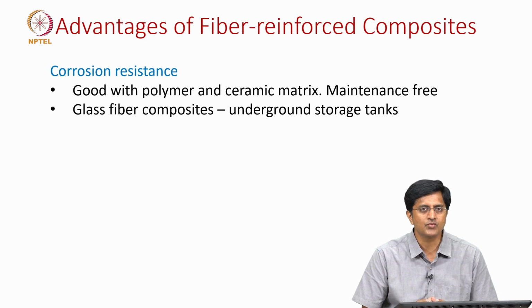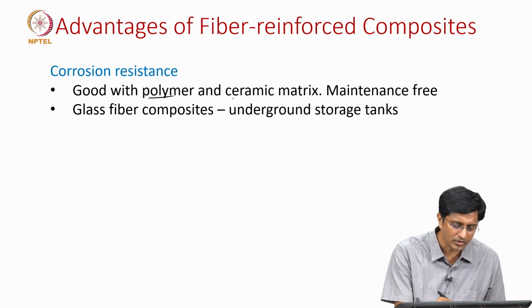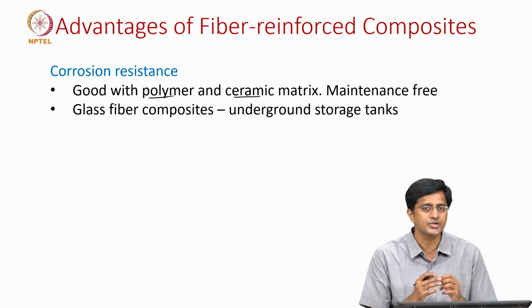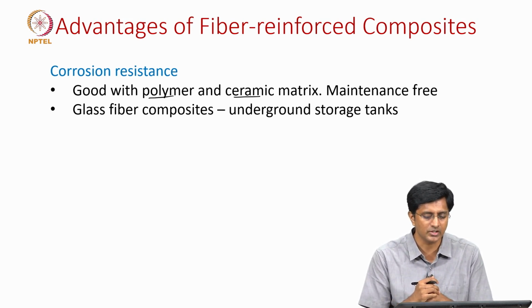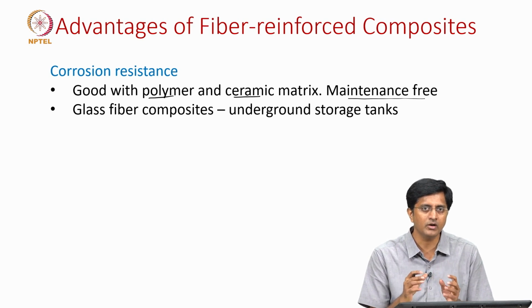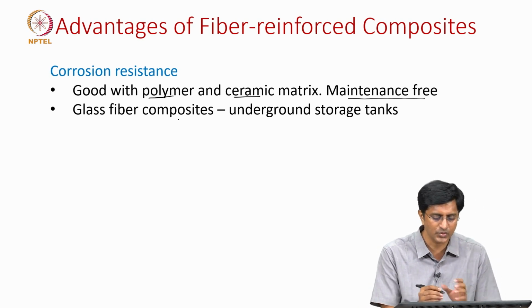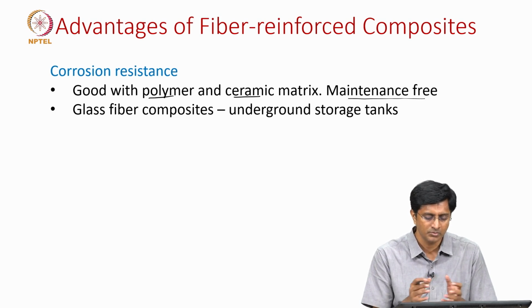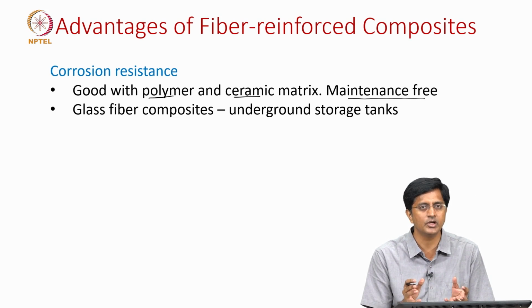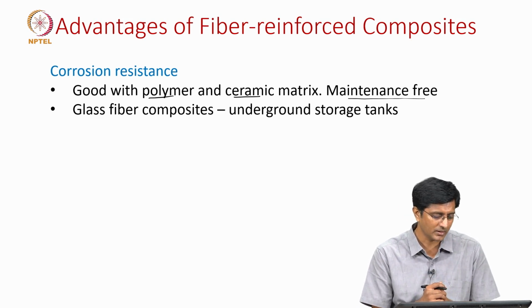Okay. Corrosion is one more criterion when designing structures, especially when composites are made with polymer or ceramic matrix. They have good corrosion resistance against the chemicals or environments in which they are used. What it means is the maintenance required for these composite structures is minimal or sometimes almost negligible. One example is glass fiber composites used in underground storage tanks, because in underground storage tanks there is humidity involved, and since glass fiber composites are more resistant to humidity, corrosion is not there, unlike in steel pipes for example. So, they have a better advantage over metallic structures.